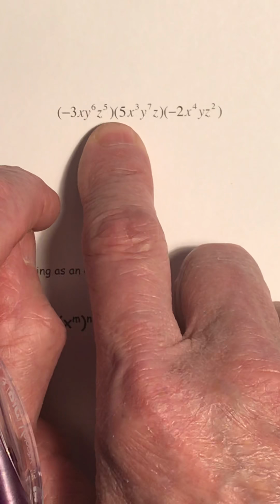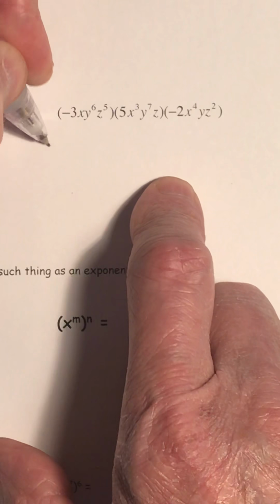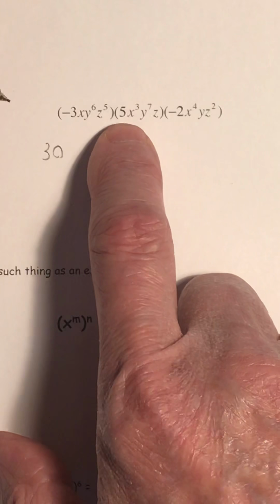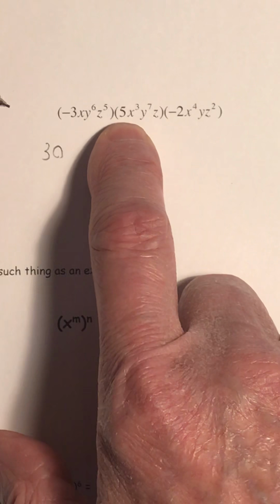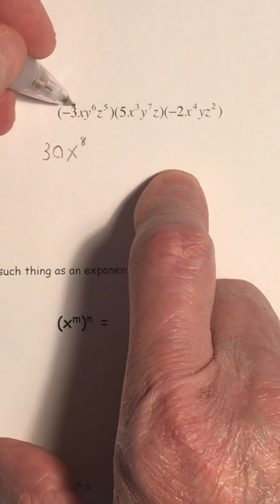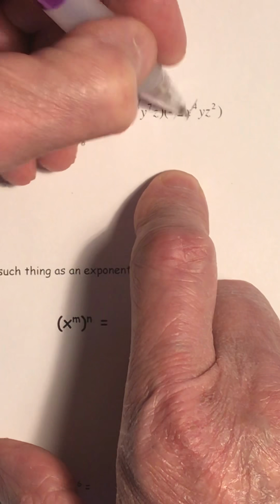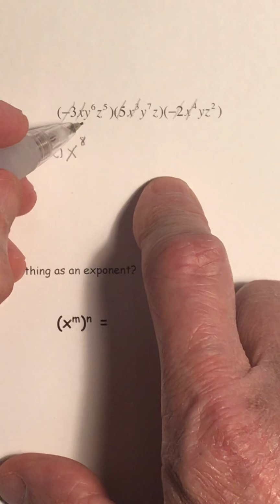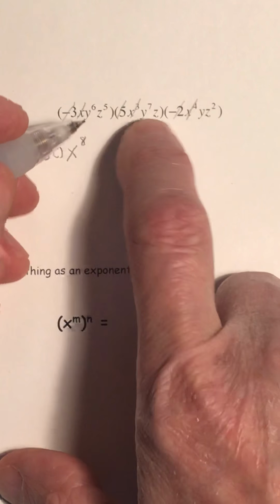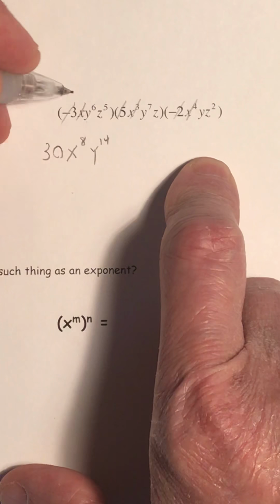negative 3 times 5 is a negative 15. Times a negative 2, we get a positive 30. Then we got an x to the first, x to the third makes x to the 4th, times another x to the 4th makes it x to the 8th. Let me cross these things out as I use them up. Make it a little more organized. Y to the 6th times y to the 7th, that would be y to the 13th. One more, makes it y to the 14th.